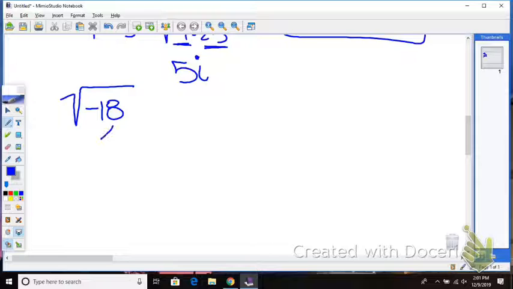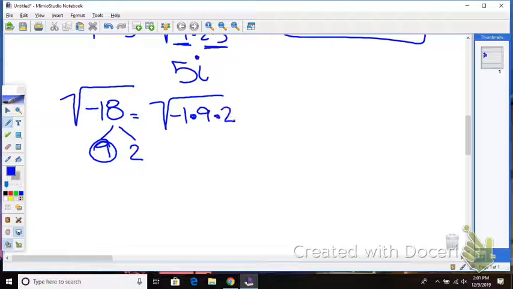What two numbers multiply to give you 18? 9 and 2. Which one's the perfect square? 9. Okay, so what I'm doing, and you don't have to write this next step out every time, is breaking this up to a negative 1 times a 9 times a 2. And I'm going to take the square root of everything I can underneath the radical. So this number here, negative 1 times 9 times 2, is negative 18. But now I'm just looking at what parts I can take the square root of. What's the square root of negative 1? i. What's the square root of 9? 3. What's the square root of 2?